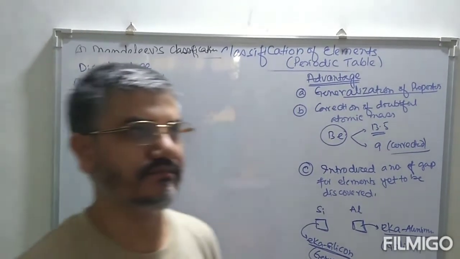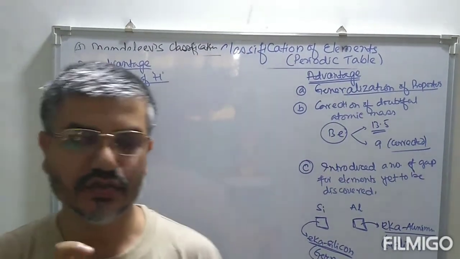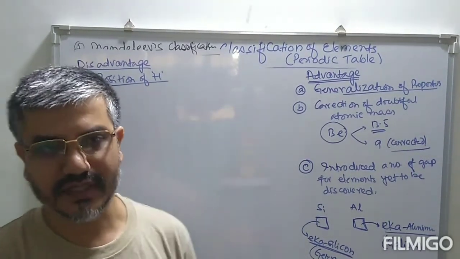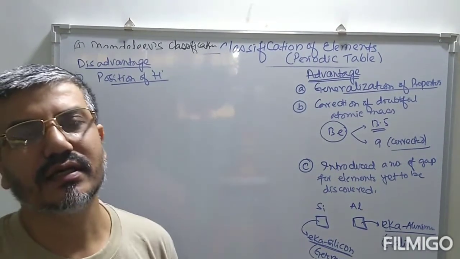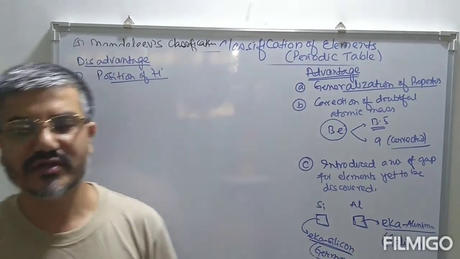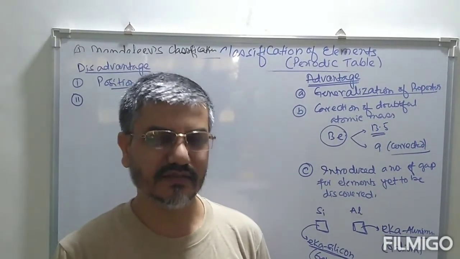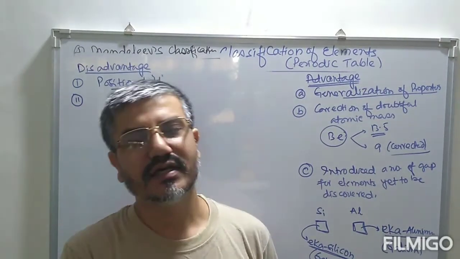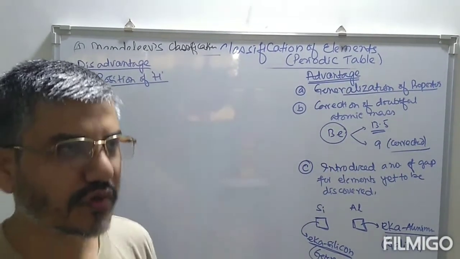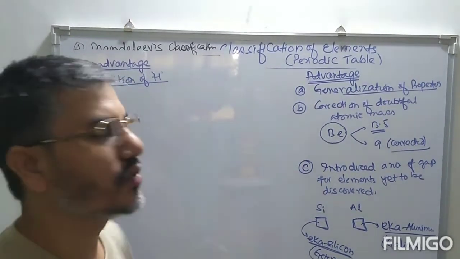The second disadvantage is that the groups, except group 0 and the H group, groups 1 to 7, are subclassified into subgroup A and subgroup B. When he classified these elements into subgroup A and subgroup B, no correlation was found between the elements of subgroup A and subgroup B. That means different elements having different properties were found in a particular subgroup, and different elements having the same property were found in different subgroups. So there is no correlation between the elements of subgroup A and subgroup B, though they are placed under the same group.